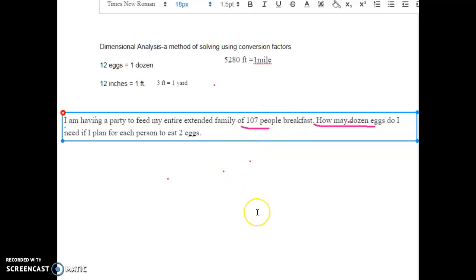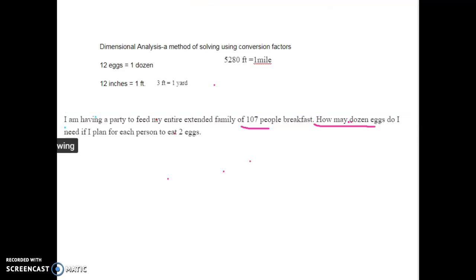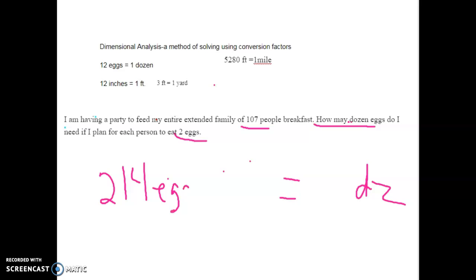So I do know that I'm feeding 107 people, and I'm going to plan for each person to have 2 eggs. So sometimes it helps to kind of put this in first and say, I know my answer is going to be in dozens. How many dozens of eggs do I need? I'm feeding 107 people 2 eggs each. I'm just going to do that quick math in my head. So that's 214 eggs that I need.